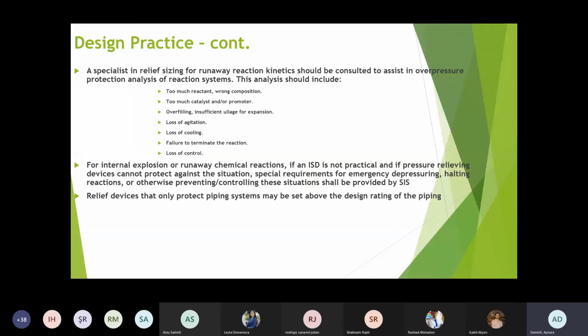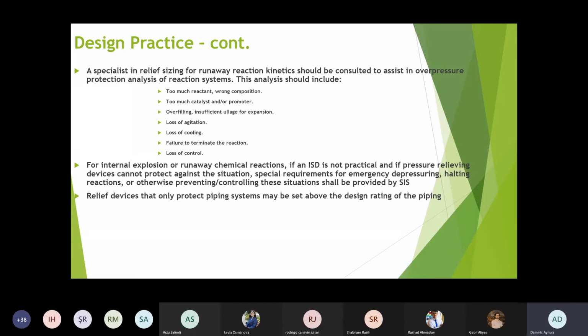And for external explosion or runaway chemical reactions, if inherently safe design is not practical, as I mentioned here, special requirements for emergency depressurizing, halting reactions, and otherwise preventing or controlling are the main requirements.